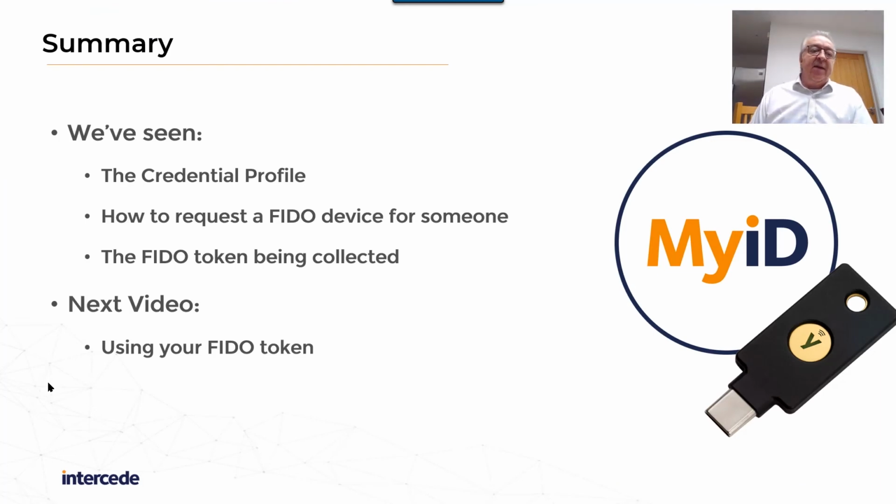So what we've seen today then is a quick look at the credential profile, how we request a FIDO device for someone, and then we showed the FIDO device being collected by Sam. And the next video will show how Sam uses his token in various ways.